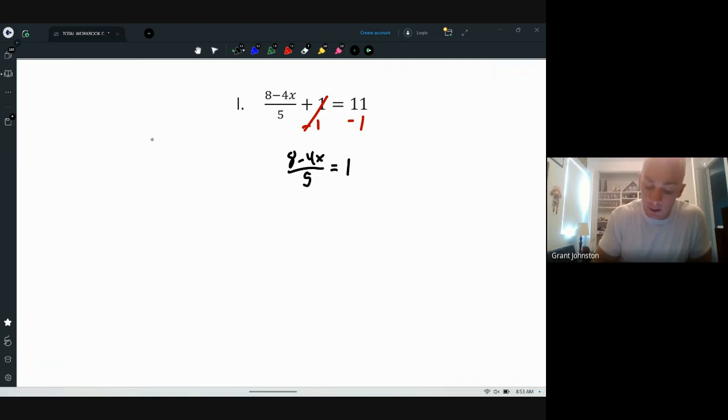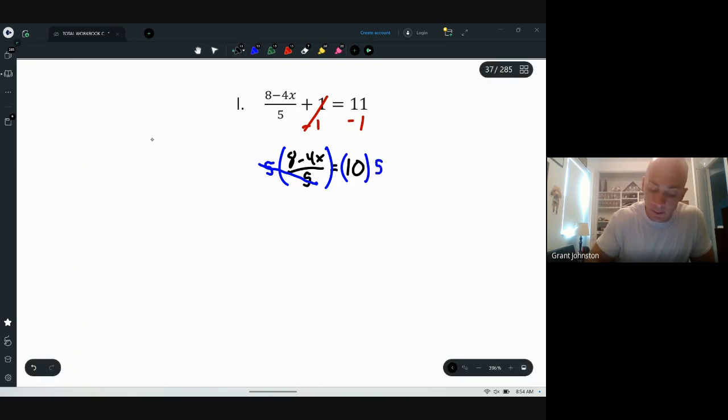11 minus 1 is 10. And now we can start doing exactly what we did in the last problem. The entire left side is divided by 5. So now is a good time to multiply that side by 5. I'm going to multiply this by 5. That's going to cancel that out. And then, of course, I'd have to multiply this by 5. So I have an 8 minus 4x equals 50.